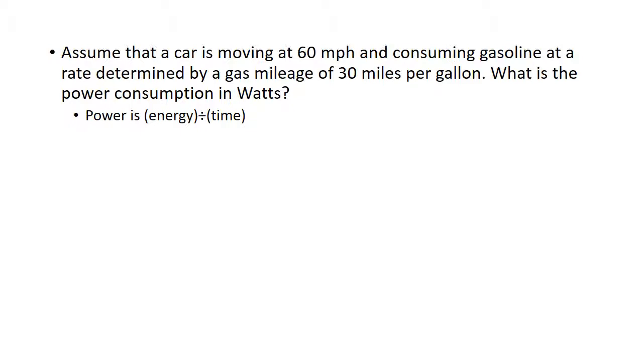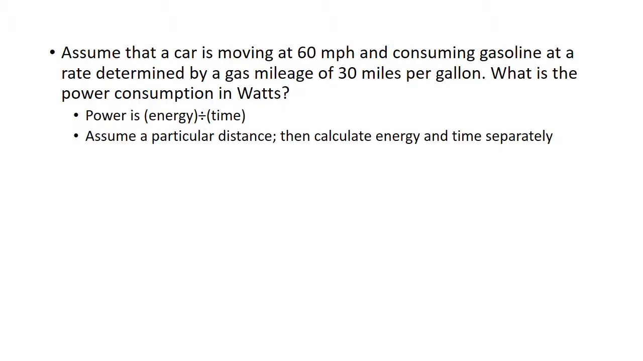We're not given a specific energy or specific time. We just make some assumption that allows us to calculate. We can assume some particular distance or some particular energy or some particular time, and we calculate the other one, and we get their ratio. Let's see how it works in this problem.